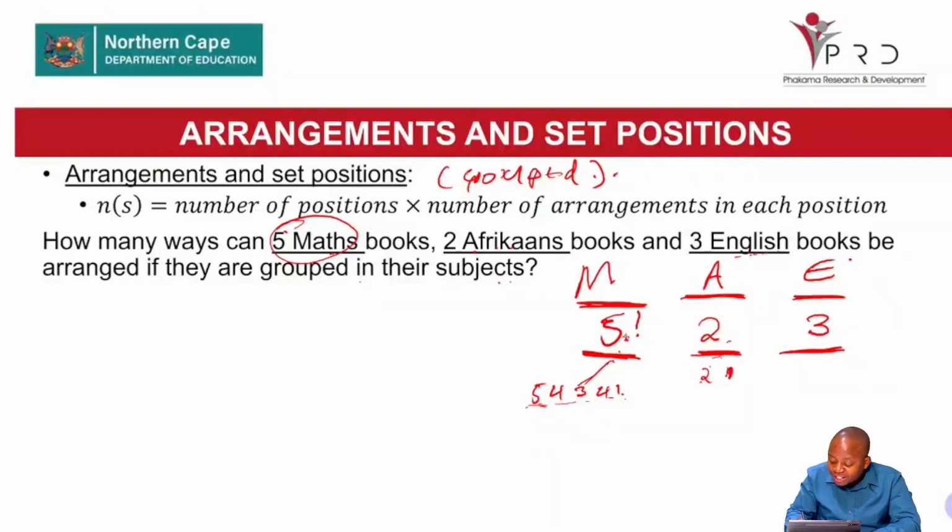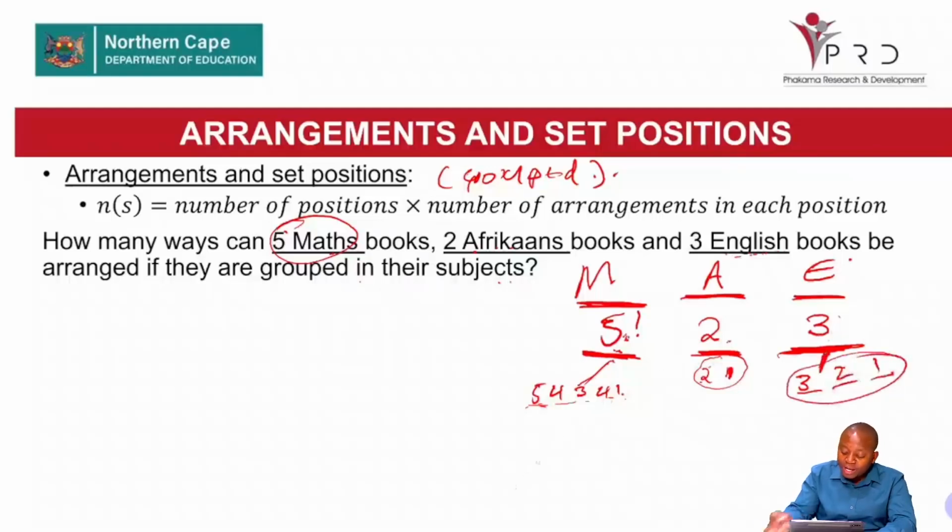So you can see that it's more like a slot that, if you zoom into it, can be broken down into a factorial. There are 5 options of putting the math books, and 2 options of putting Afrikaans books. Now in those options, we still have another permutation. Then English books, there are 3. These 3 English books can be arranged in how many ways? 3 factorial ways, meaning it's 3, 2, 1. We'll have 3, 2, 1 in that slot alone.